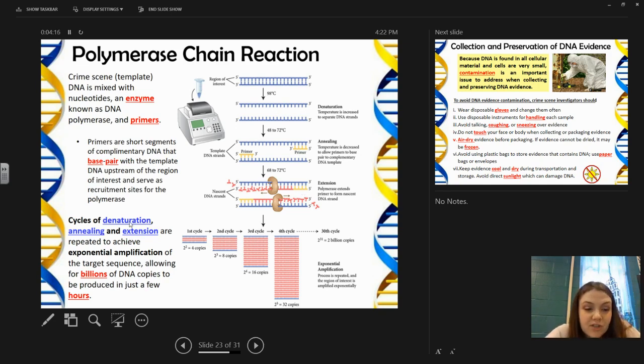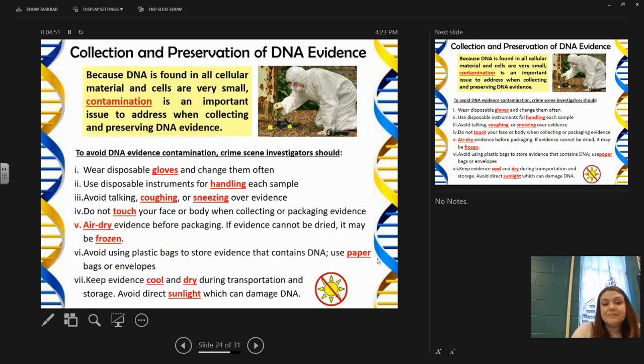All right. The cycles of denaturation, annealing, and extension are repeated to achieve exponential amplification. Meaning they're just going to keep doing it. After the first cycle, we'll have 4 copies. Second cycle, 8 copies. Third cycle, 16 copies. Fourth, 32. And I can do it all the way to the 30th cycle and have 2 billion copies if I need that many copies. So you do it as many times as you feel necessary, depending on how long we're going to need to keep this DNA around. But it can make a lot of copies. Billions of DNA copies can be produced in just a few hours. So I can just do that cycle over and over again.